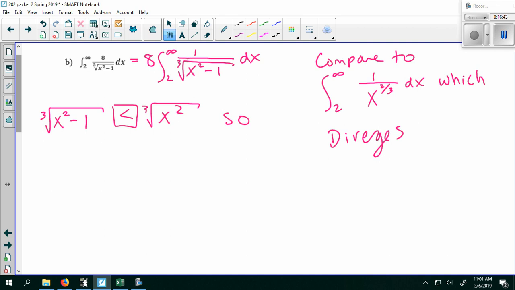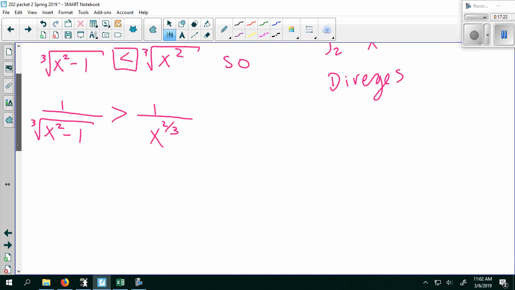So that means that 1 over the cube root of x squared minus 1 compared to 1 over x to the 2/3: if the denominator is smaller here, then the fraction is bigger. So the inequality changes when you take the reciprocals. That means my integrand is larger than this integrand, which diverges, right? So my integrand is larger than an infinite integral, so I'm also going to have divergence.